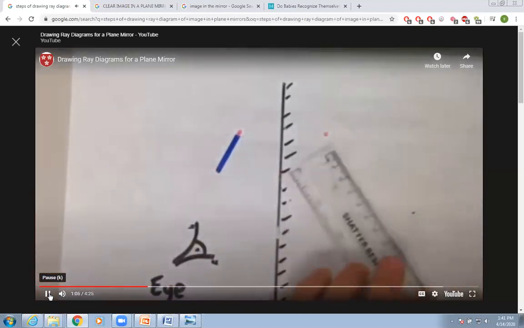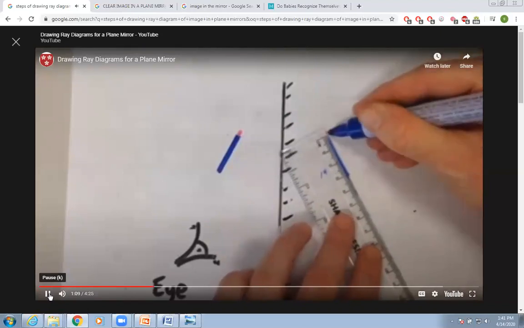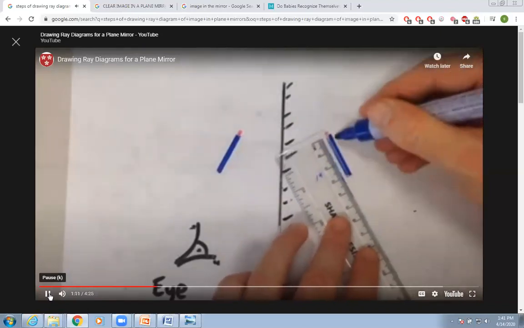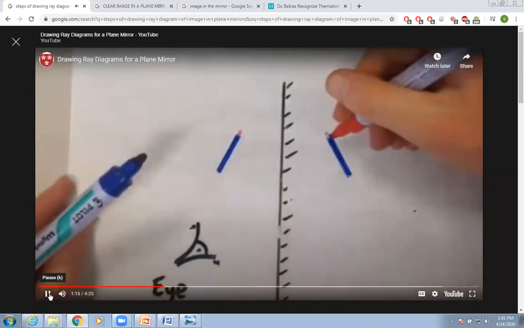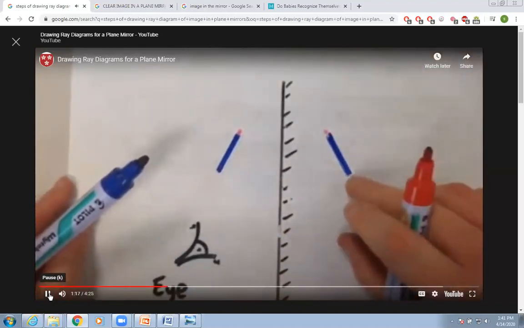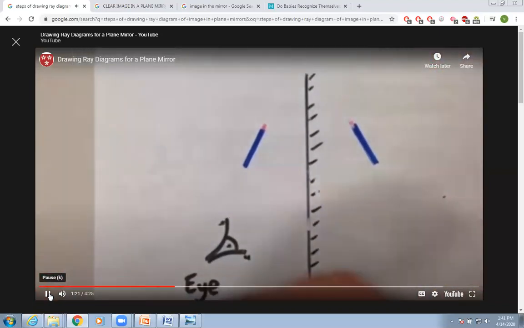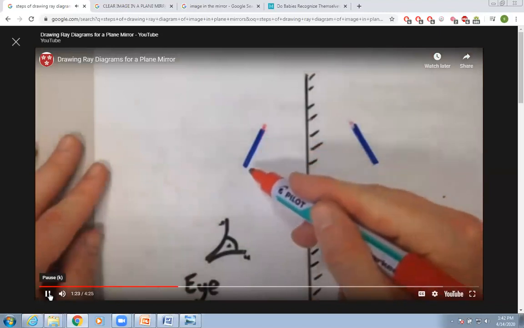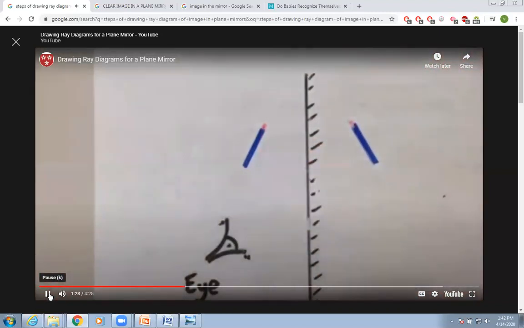So then simply draw our candle, our virtual candle. You get the idea. So what we've got now is a diagram that shows our mirror, our real candle, and the virtual image. And the idea of a ray diagram is to show how that virtual image forms. And this is the way that I find the easiest.